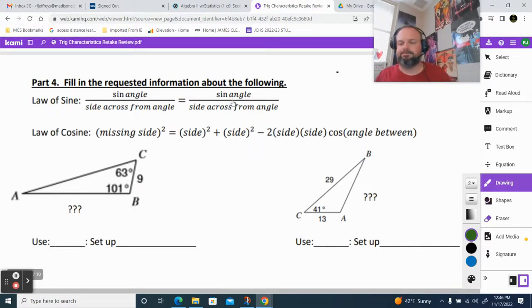Now, the law of sine. We use it when we're given the sine of an angle and the side across from that angle. Look, it's the opposite. Now, we're given sine of 63, so we're going to use the law of sine. This would be sine of 63 over x, or whatever you want to put right there. Little c, I don't care.